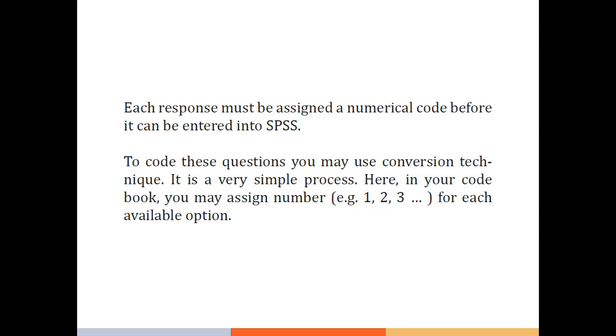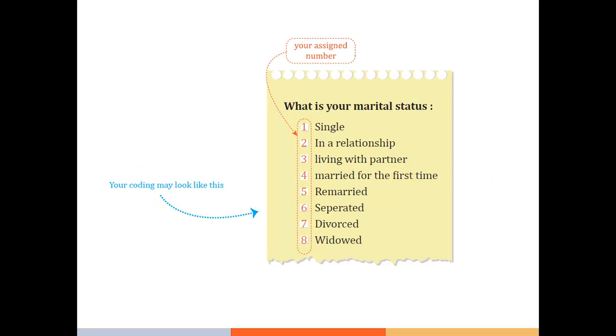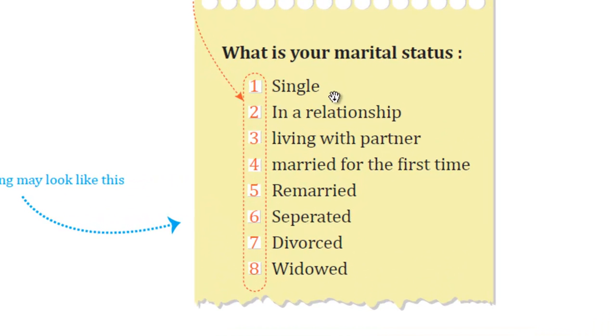Here, in your codebook, you may assign numbers, that is 1, 2, 3, 4 for each of the available options. This is the way your coding or SPSS codebook may look like. You have assigned 1, 2, 3, 4, 5, 6, 7, 8 for different options available here. That is 1 for single, 2 for in a relationship, 3 for living with partner, 4 for married for the first time, 5 for remarried, 6 for separated, 7 for divorced, 8 for widowed.